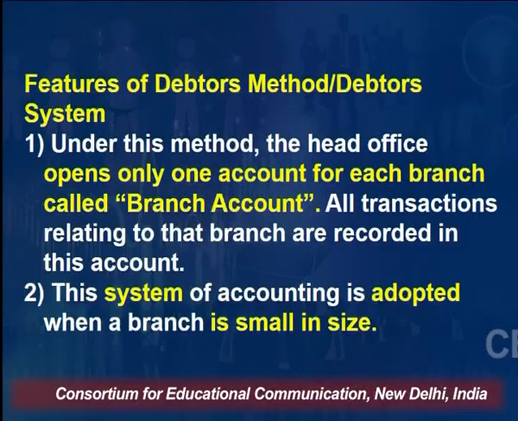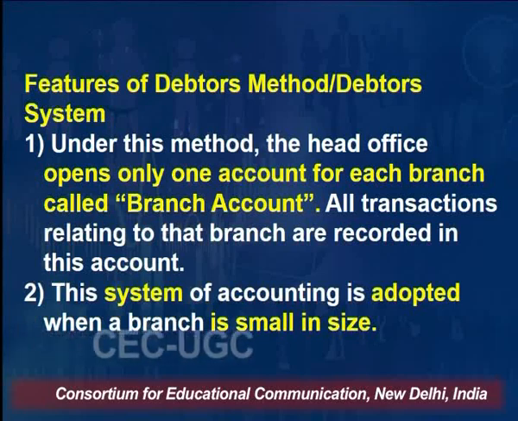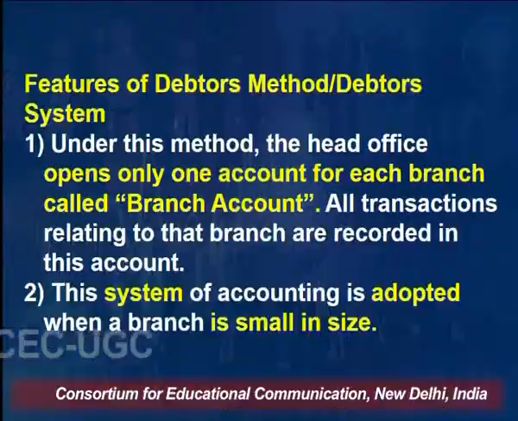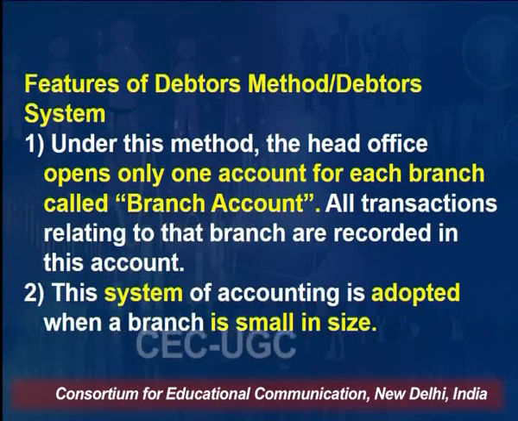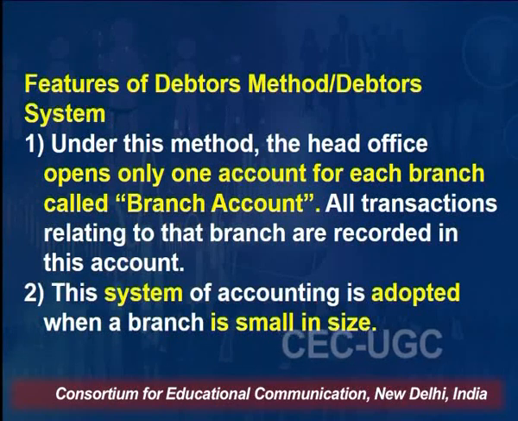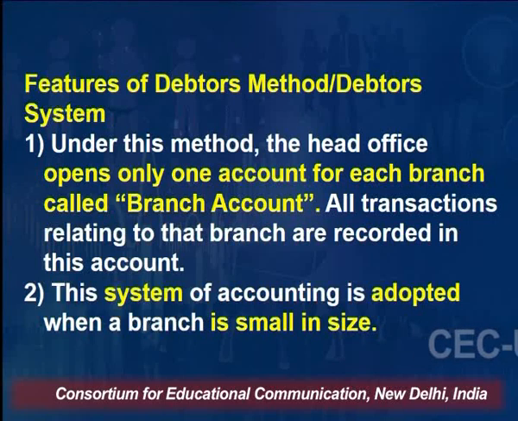So basically, head office is going to prepare the account of all these 3 branches in their books, and all the transactions which are relating to the branch are recorded in this account. So under the debtors method, only one account is prepared, and this account is known as branch account. This system of accounting, that is debtors method, is basically adopted by the branch when the size of the branch is very small.